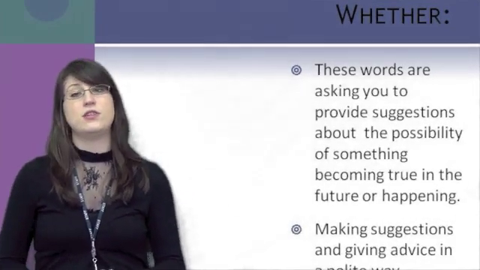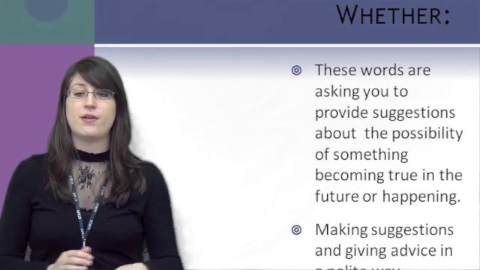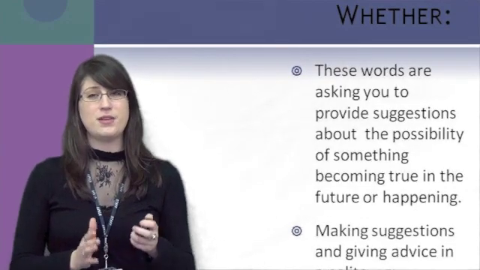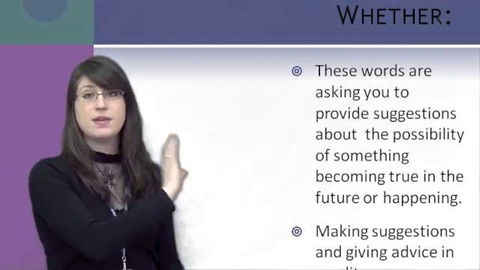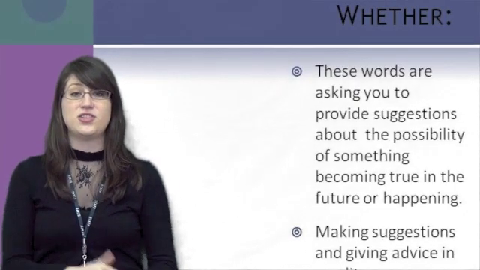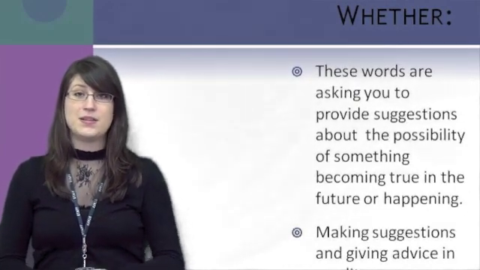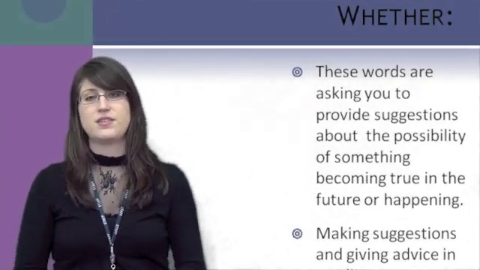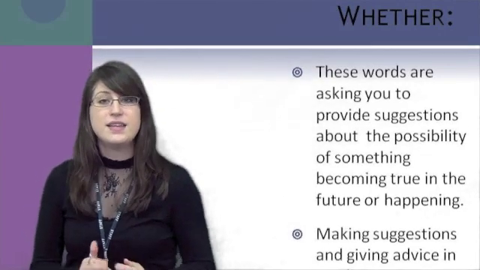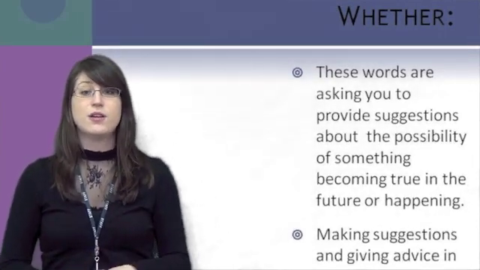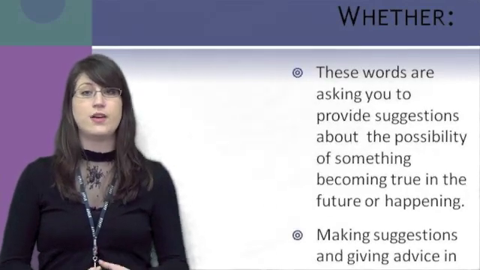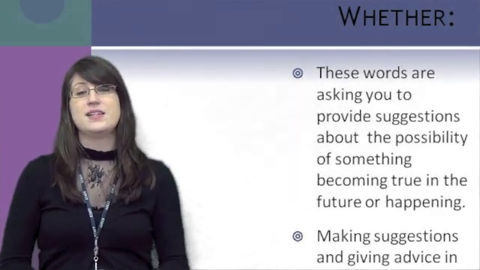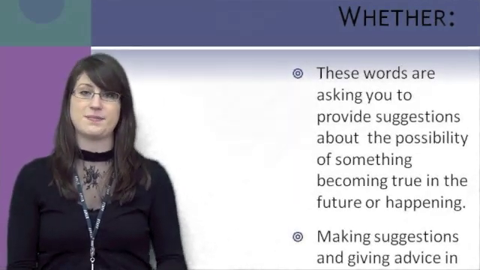But basically what they're asking you to do is provide suggestions about the possibility of something becoming true in the future or happening. So really what they want you to do when you see these words, because they'll be at the very beginning of a 9 mark question, is make suggestions and give advice in a polite way. So giving the advantages to becoming a franchise, for example, or giving the disadvantages of being a sole trader. This is what the examiner is looking for you to do. So if you do see might, important or whether, don't get confused by them. Make sure you know that all that means is that you need to give suggestions and advice.